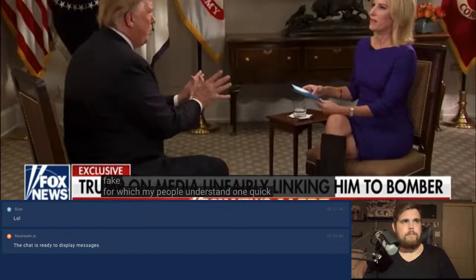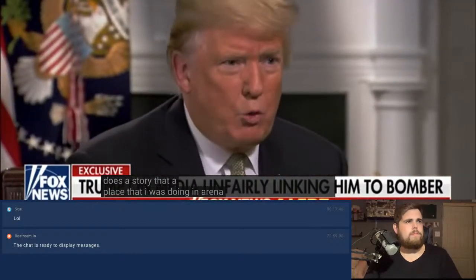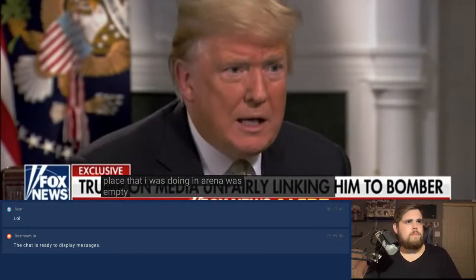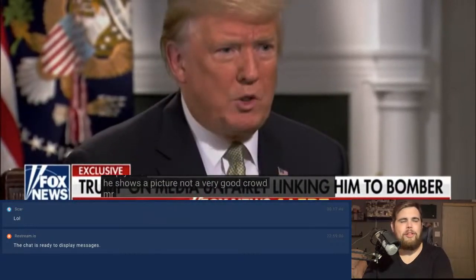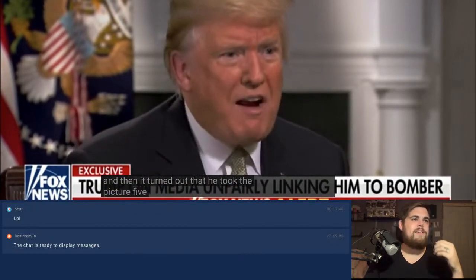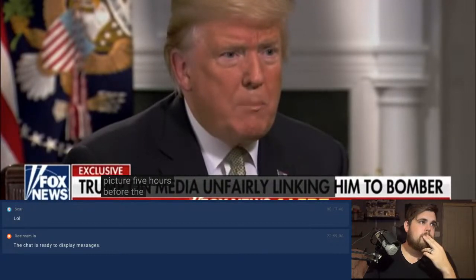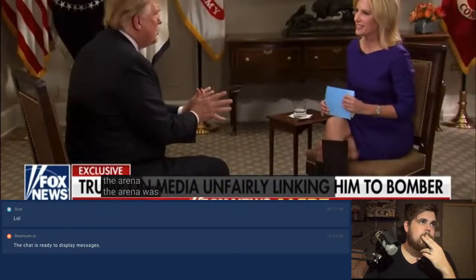One quick story. So a reporter for the Washington Post does a story that a place that I was doing, an arena, was empty. And he shows a picture. Not a very good crowd, Mr. Trump, something to that effect. It turned out that he took the picture 5 hours before the people started coming into the arena. The arena was packed.